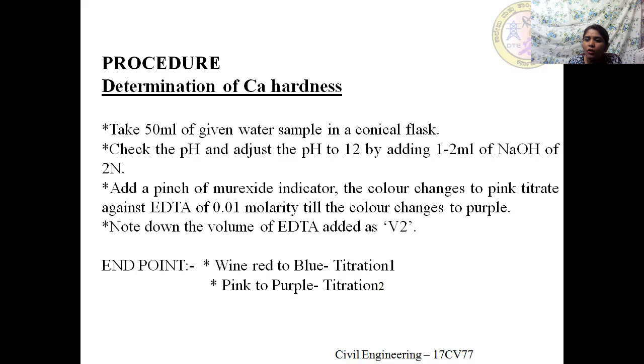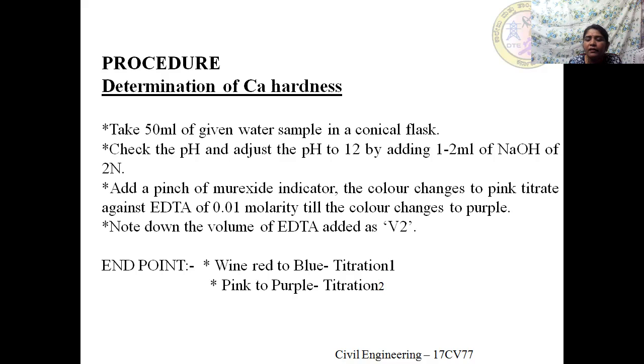Then we add 2 ml of sodium hydroxide of 2 normality, mix it well and determine its pH. Once the pH is 12, we proceed with the titration further. The next step is to add the indicator. We add a pinch of murexide indicator. Once the indicator is added to the sample, the color changes to pink.